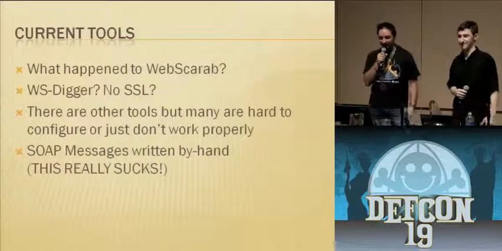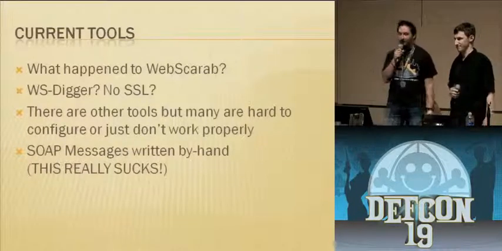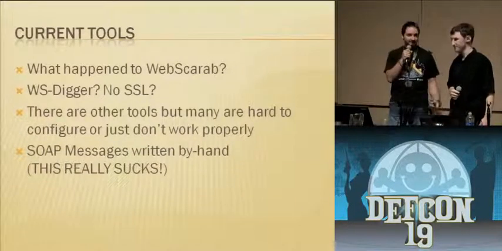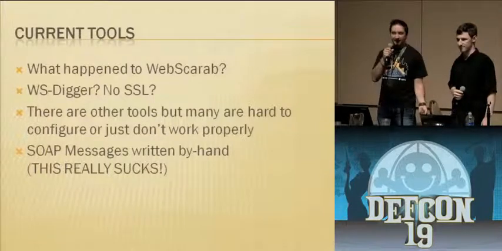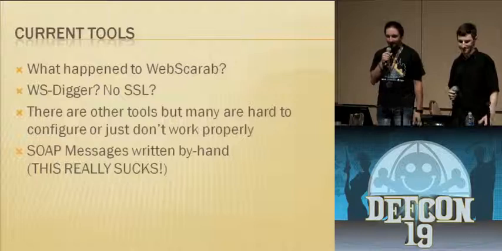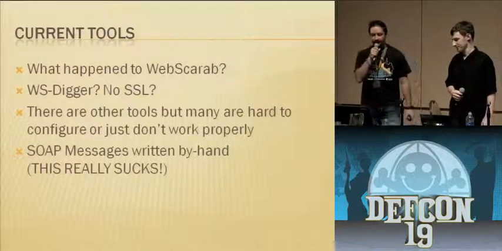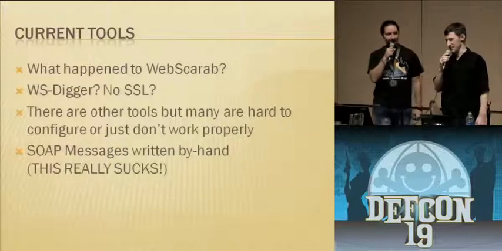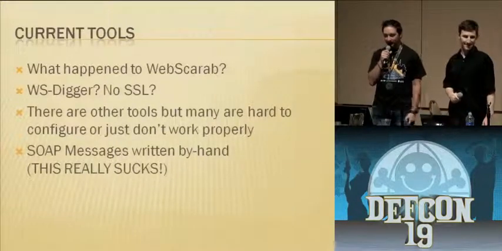But things like WSDigger, that was kind of the de facto tool at one point. You just throw a WSDL at it and it does a little bit of checking. But it doesn't support SSL. So what the hell? Little things like that. So we find lots of problems. Java really likes doing SOAP messages written by hand. It really sucks. Yeah, these are things that just really suck and take a lot of time.